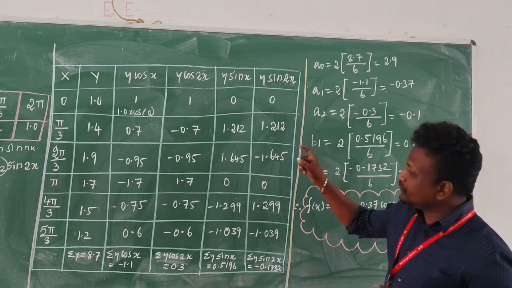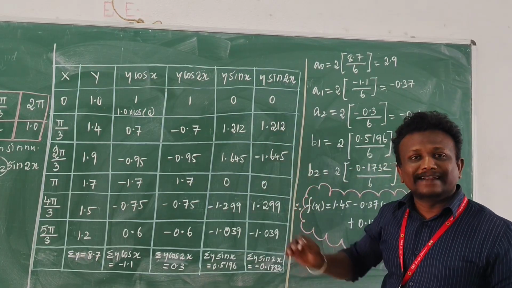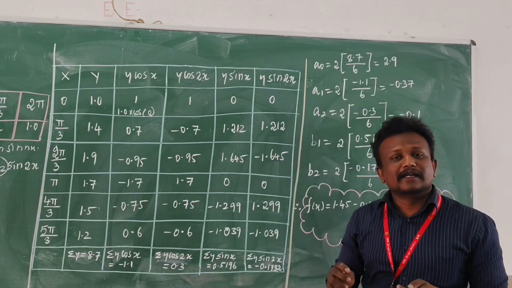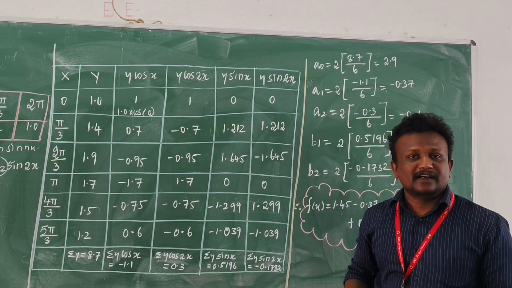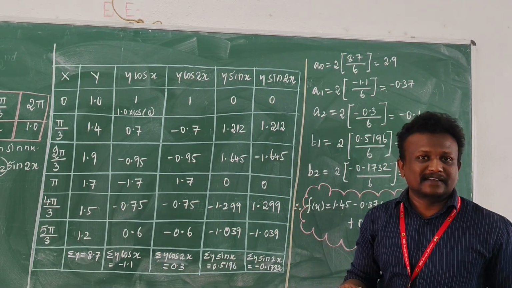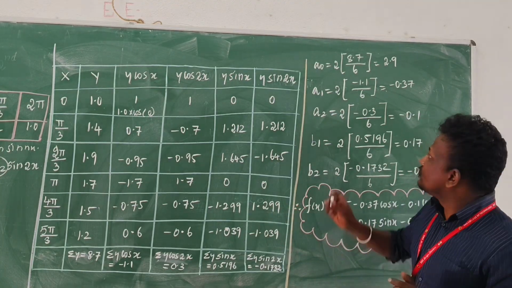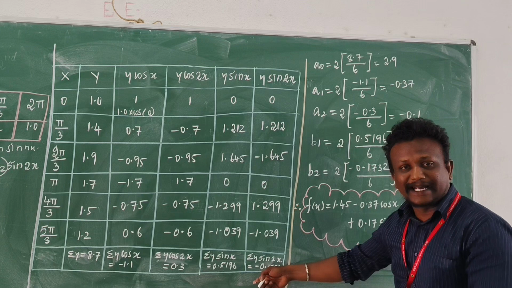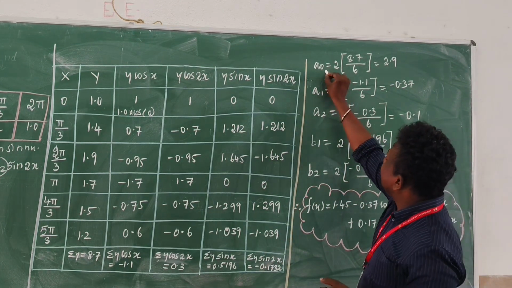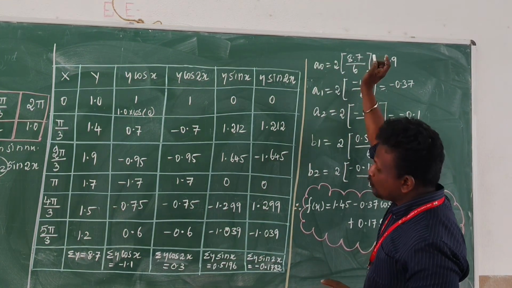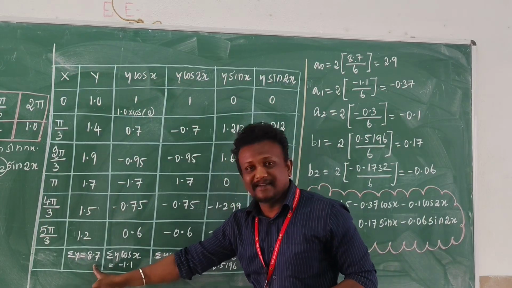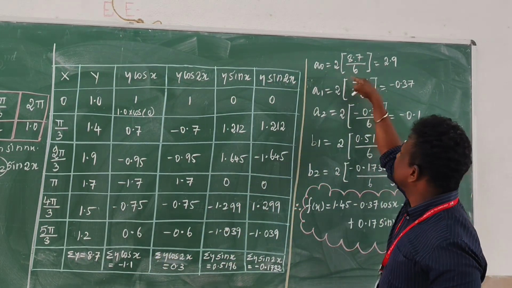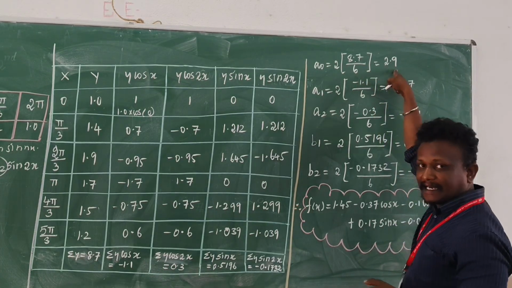After you find the results that you require in the tabulation, let us come to here. Already we have written the necessary formula to obtain the Fourier series expansion. In that formula, you have to substitute the results which you have found here. To find A naught, we have to fit the value of summation Y, 8.7, divided by capital N, which is 6. After simplification, you will get 2.9.